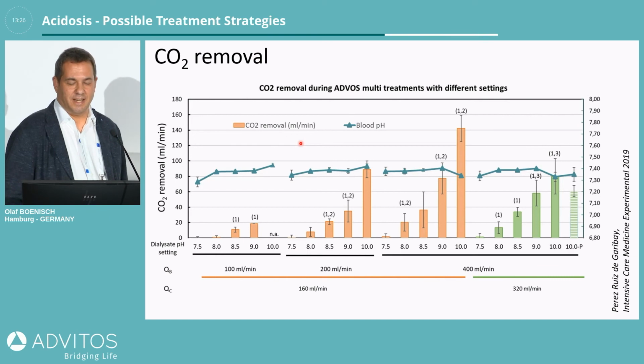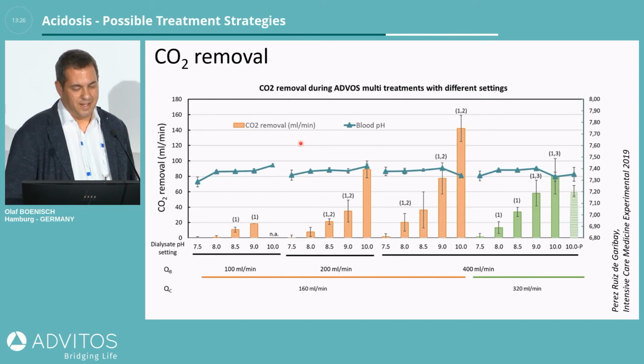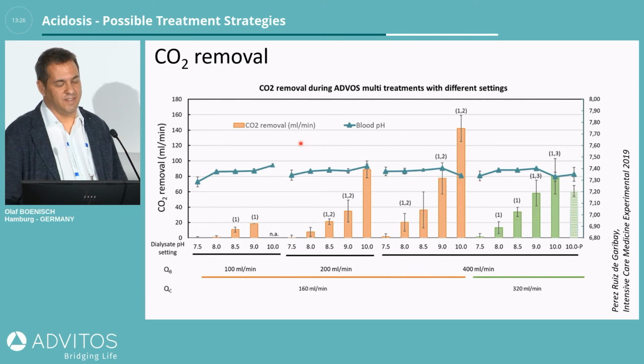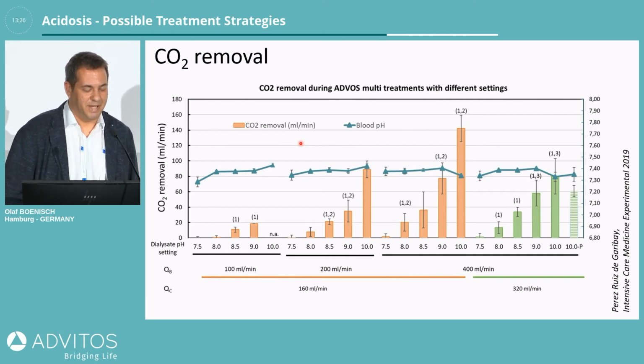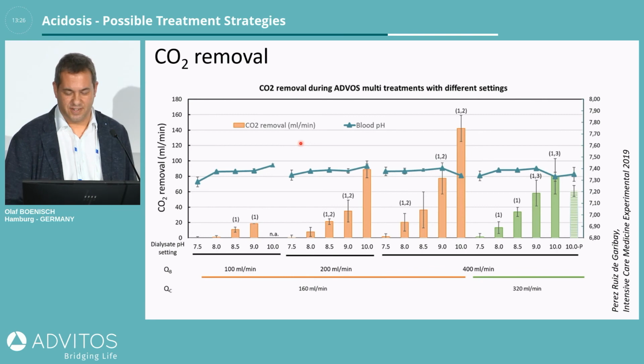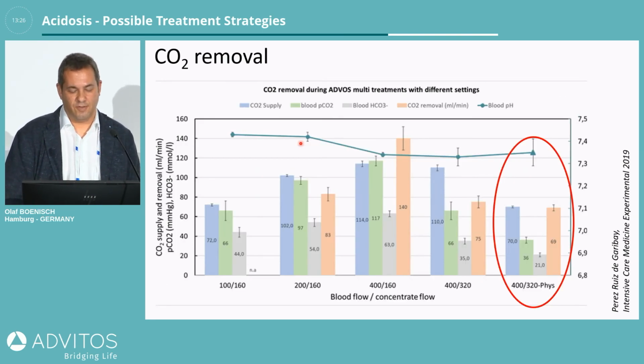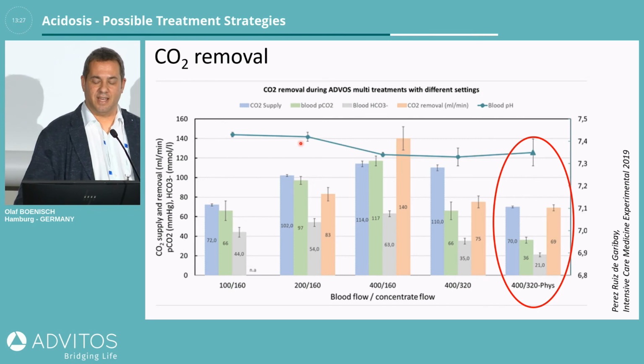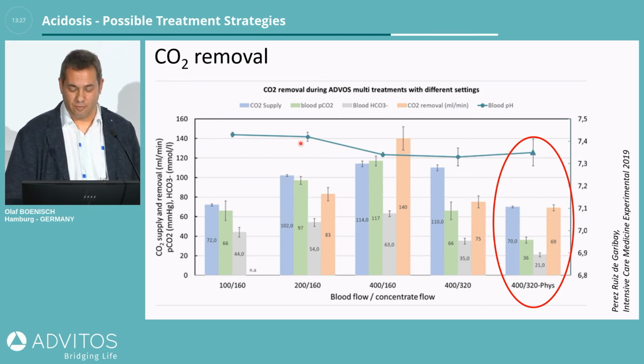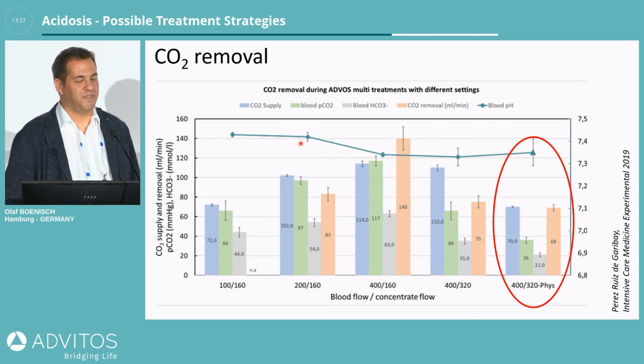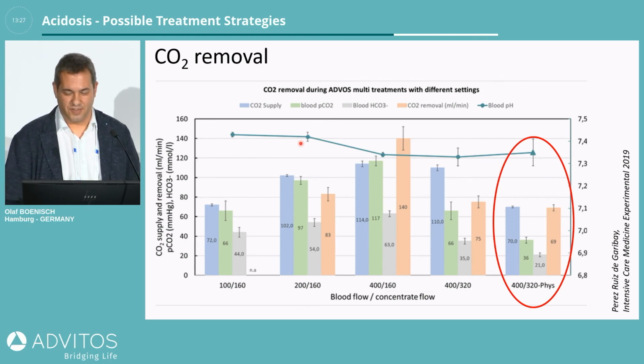So, and here you see what happened with the CO2 removal. So you see the various conditions, different dialysate pH, different blood flows, different concentrate flows, and you see that in some conditions there were very abnormal PCO2s and bicarbonate concentrations, but under specific conditions you had really a strong removal of CO2, while the PCO2 and the bicarbonate were in physiologic ranges. This was the case here on the right side.